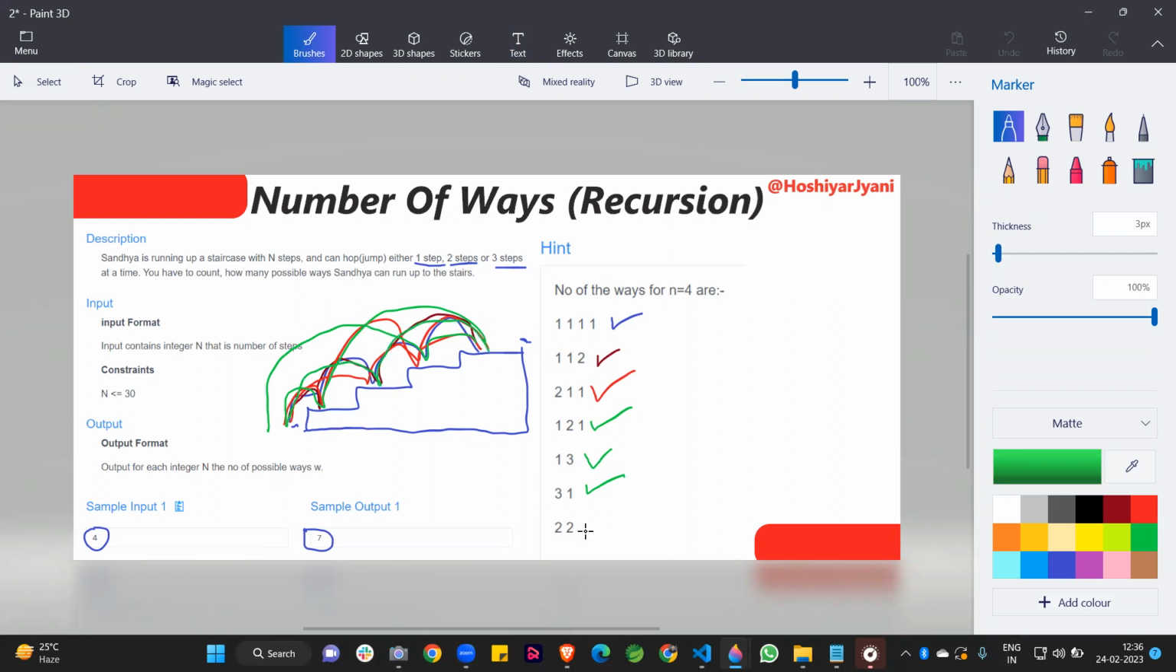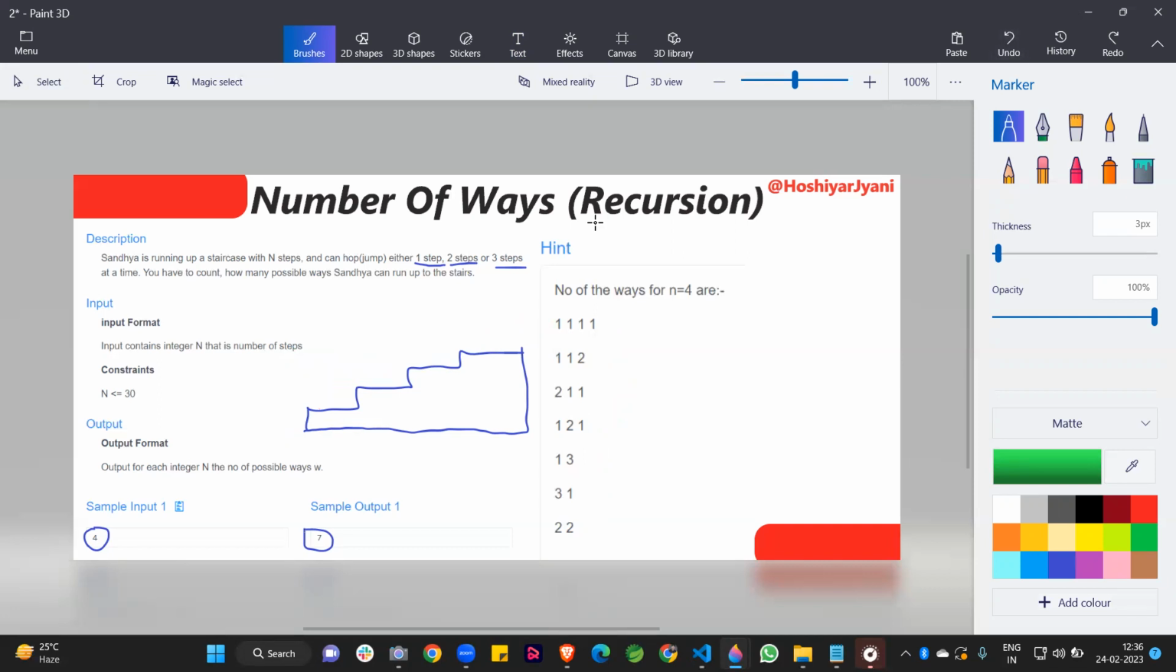So this is a total of seven possibilities, guys. One, two, three, four, five, six, seven. That can be possible to reach from the 0th position to the 4th position. Okay. So how can we write the code of this question according to these conditions?